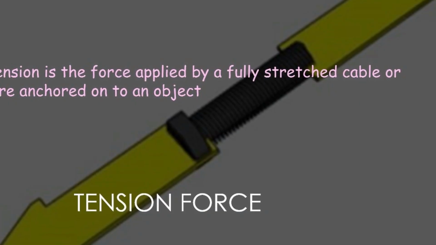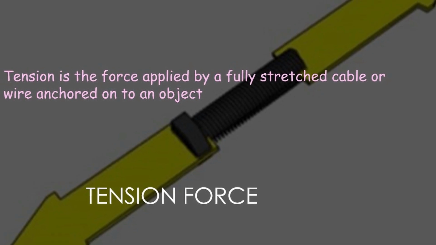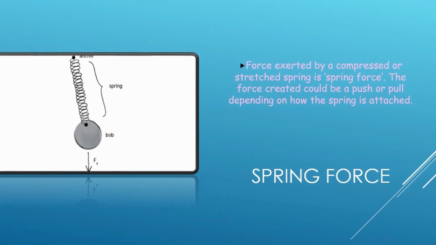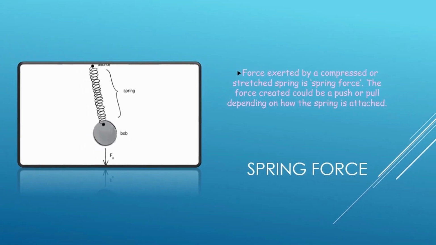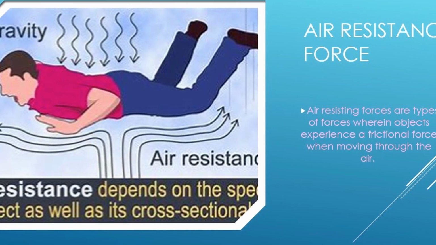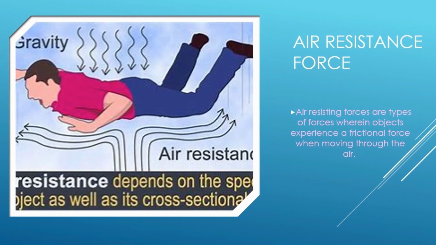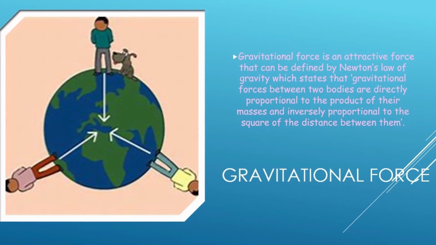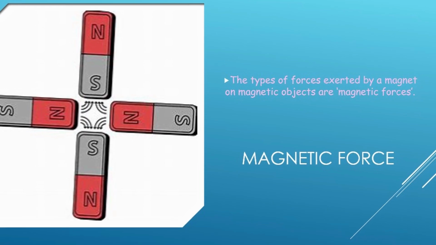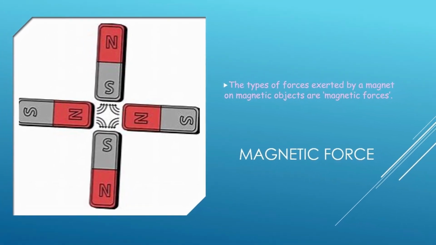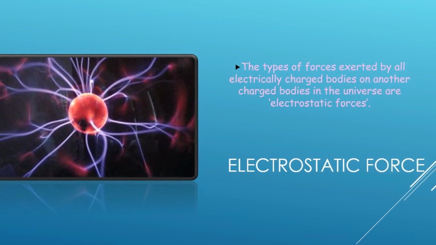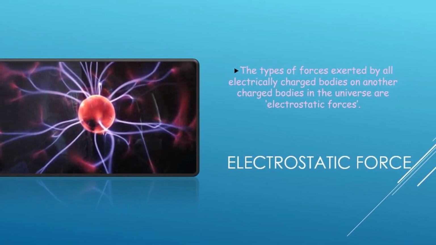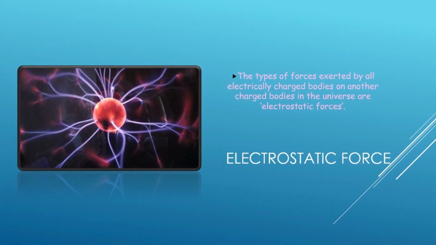The force experienced by the cables of a suspension bridge is said to be the tension force. Force exerted by a compressed or stretched spring is called spring force. Air resistance force is the force which is experienced by an object while moving in air. Water droplets falling down during a rain can be said to be an example of gravitational force. Forces exerted by a magnet on magnetic objects such as metals are called magnetic forces. The forces exerted by all electrically charged bodies on another charged body in the universe are electrostatic forces.